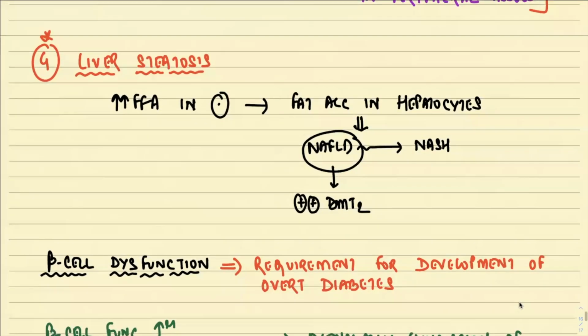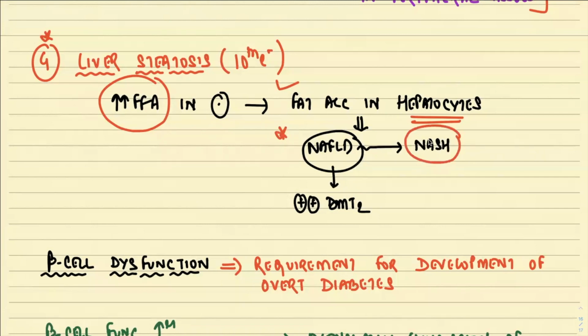And lastly, this liver steatosis that we see is very, very important. It is the latest addition in the 10th edition; this is not there in the previous edition. Increased free fatty acids in the circulation stimulate fat accumulation in the hepatocyte, which is called steatosis. And it leads to the development of non-alcoholic fatty liver disease to non-alcoholic steatohepatitis. This NAFLD stimulates the development of type 2 diabetes mellitus.